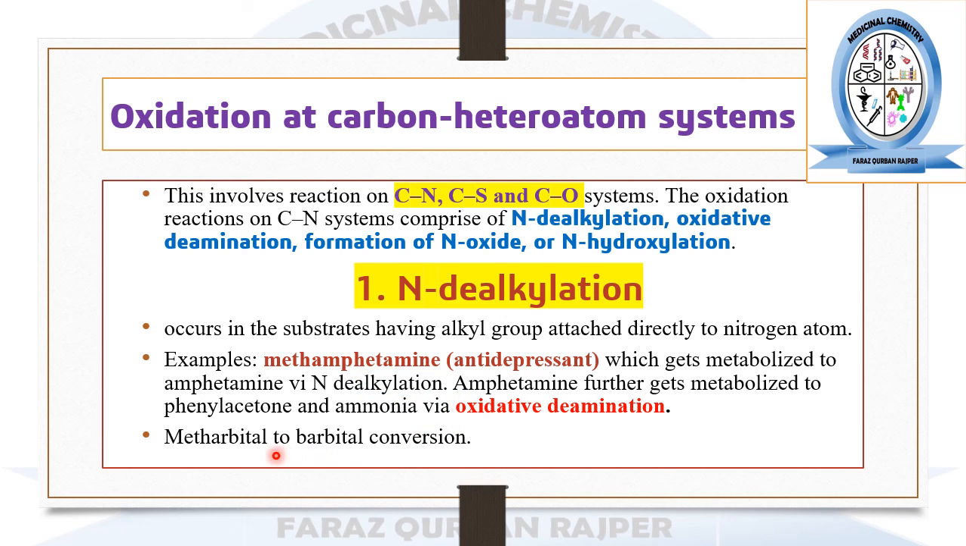The other example is the conversion of methylbarbital to barbital. Methylbarbital has a methyl functional group attached at one of the sites, directly attached with the nitrogen in its chemical structure. After phase 1 metabolism it undergoes N-dealkylation, which is basically demethylation because removal of the methyl takes place, and the drug gets converted into barbital, which lacks the methyl group.